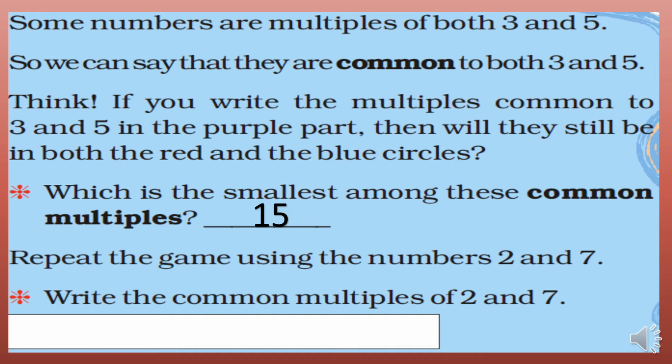So repeat the game using the numbers 2 and 7. Write the common multiples of 2 and 7. So the common multiples of 2 and 7 are 14, 28, 42, 56 and so on.